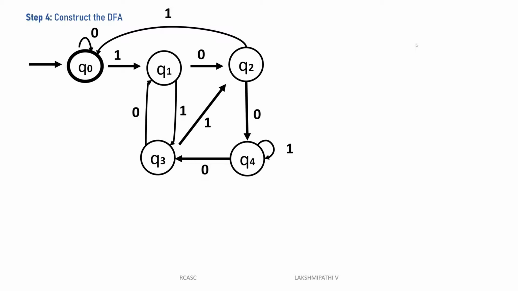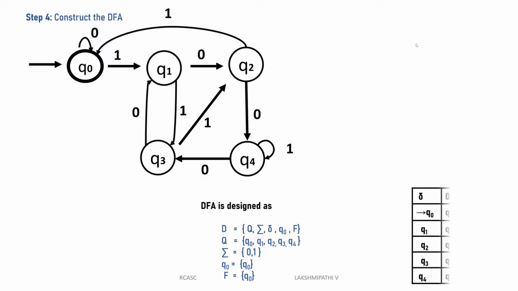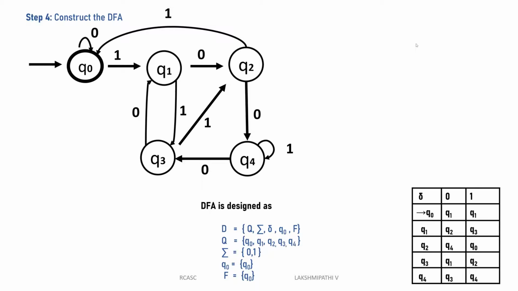Then after this, how can you define or design the DFA? The DFA can be defined as a 5-tuple: Q, sigma, delta, q naught, and F. Here Q is 5 states: q0, q1, q2, q3, q4. Sigma is the input symbols, 0 comma 1. Then q naught is q0, the starting state. F is also q0, because it is a non-empty finite set of states.